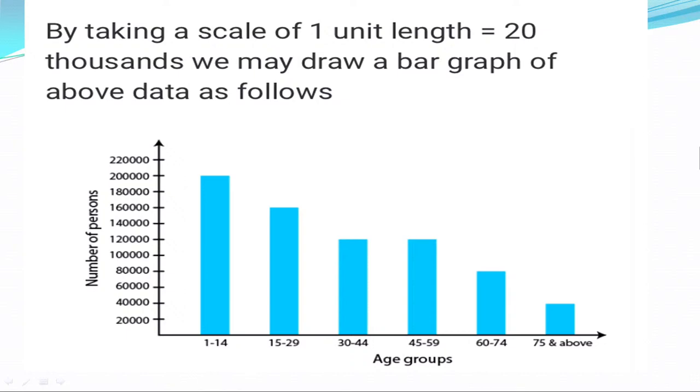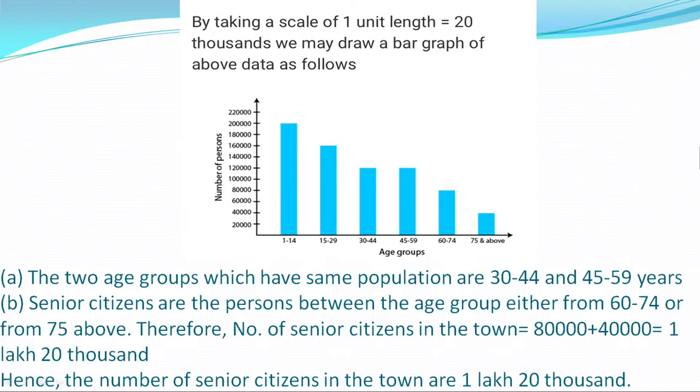Now, let us answer the questions which are there. We have to tell which are the two age groups which have same population. Yes, Tanvi, it is your time now. Yes, ma'am, I can answer. It's from 30 to 44 and 45 to 59, which is in the middle. Very good. We can see the height of the two bars and we get the answer very obviously. Absolutely. Very good. That's nice.